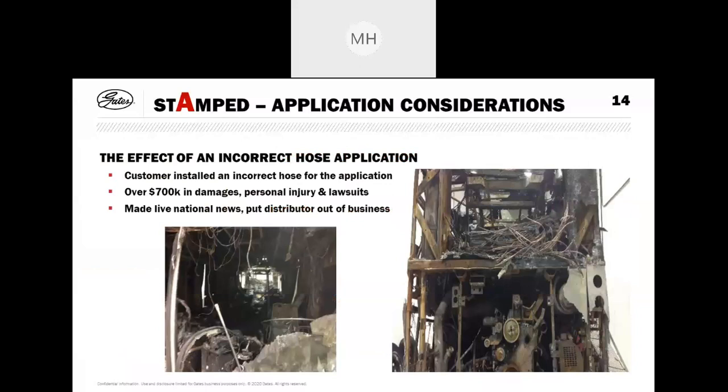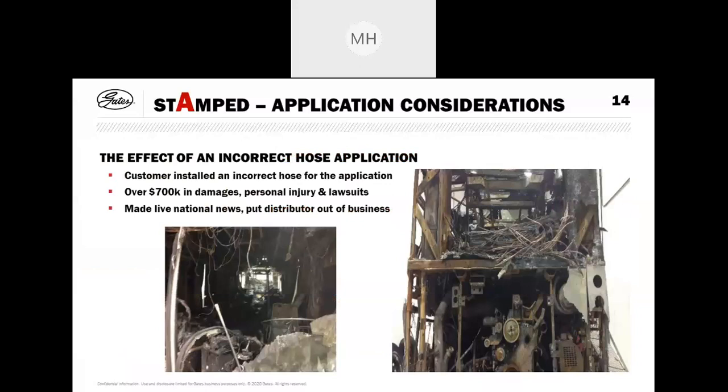All right, the next one here, for those of you looking at this picture, you can probably identify that it was at one stage a bus. Now, this is the effects of an incorrect hose for the application. So the customer installed the incorrect hose for the application. Over $700,000 of damage was done, personal injury and lawsuits. Okay, this one made live news by all accounts in the US, and the distributor was put out of business due to the incorrect hose for the application.